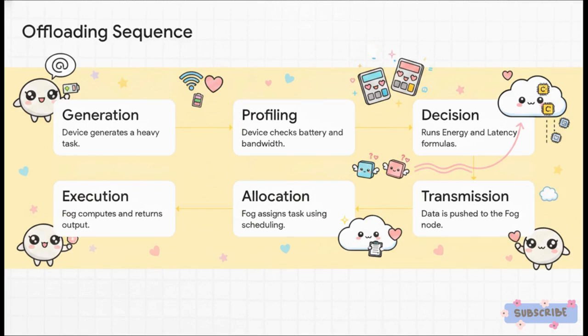Step 4, transmission. If the math actually checks out and offloading is viable, the raw data is pushed over the wireless channel. Step 5, resource allocation. The fog node receives it, drops it in a queue, and uses those advanced heuristic scheduling algorithms to assign it to the best available CPU cores. And finally, Step 6, execution and return. The fog node crunches the heavy data and fires the lightweight, finished output right back to our tiny edge device.